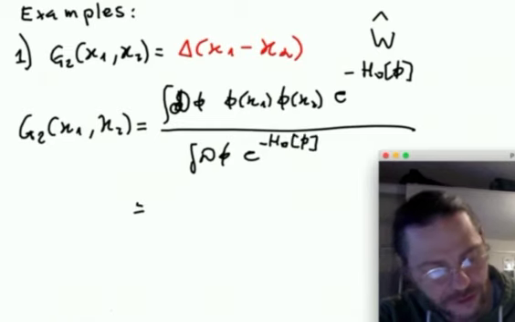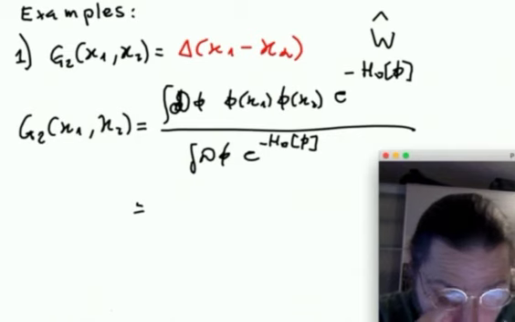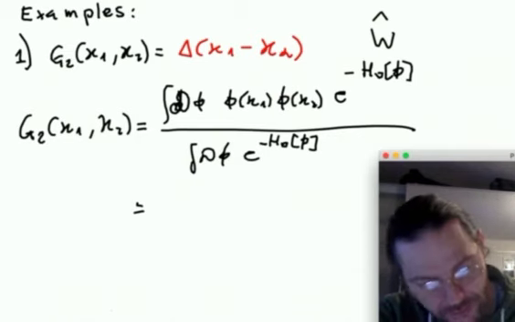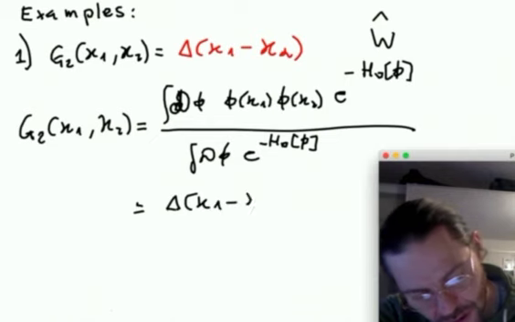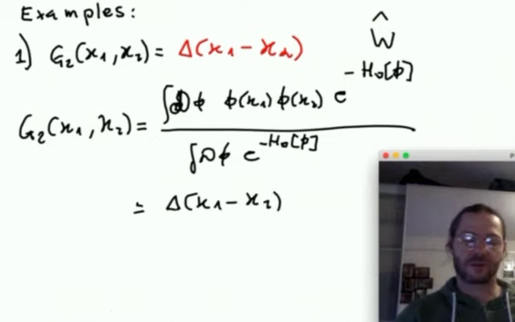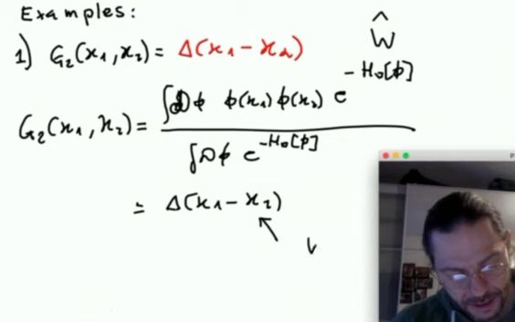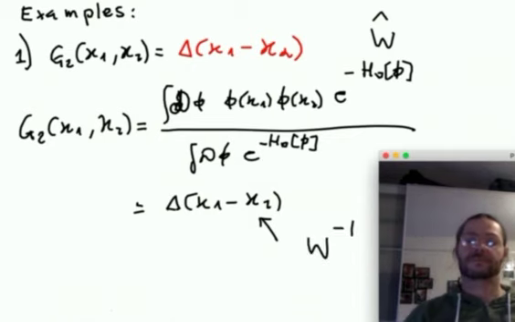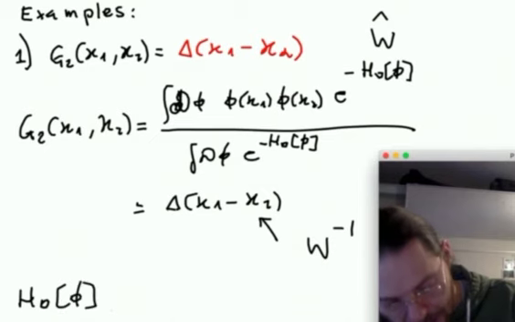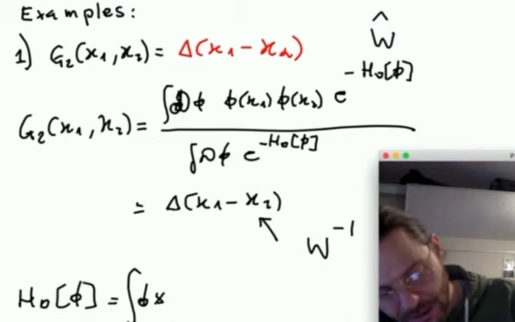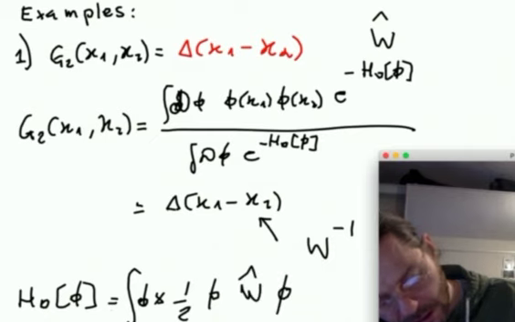actually is the inverse of the operator entering the definition of the quadratic Hamiltonian. That is the Green's function of the W operator, which is basically W minus 1. Remember, this is true only if the Hamiltonian is quadratic in the fields.